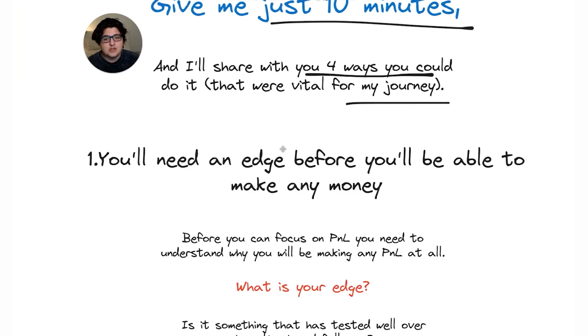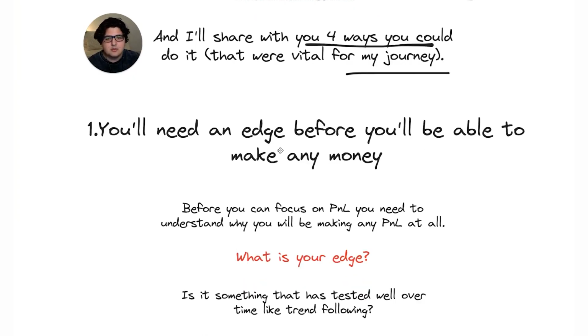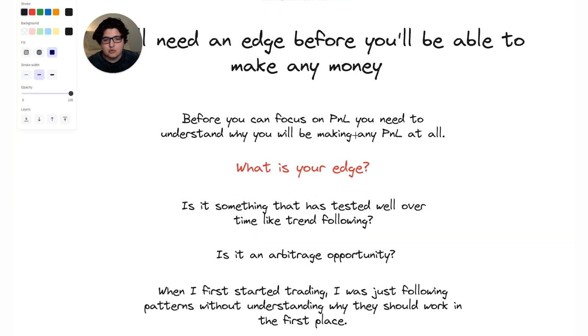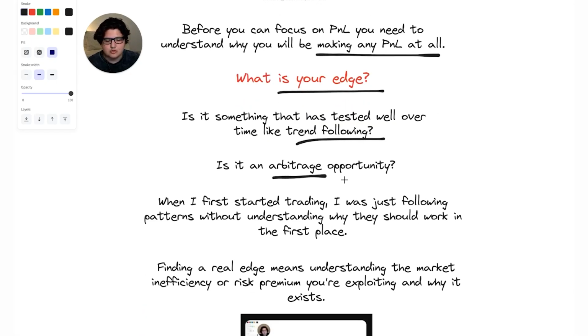So the first one is you'll need an edge before you'll be able to make any money. Before you can focus on the P&L you want and need, you need to be understanding why you should be making any P&L at all. What is your edge ultimately? Is it something that has been tested well over time, like trend following? Or maybe is it an arbitrage opportunity?